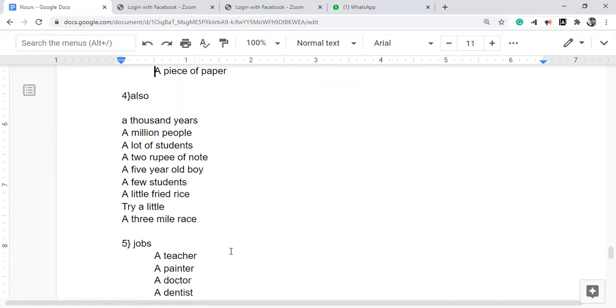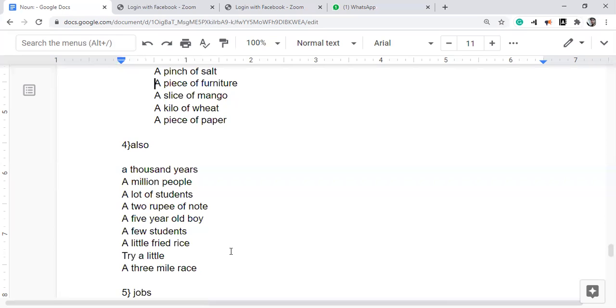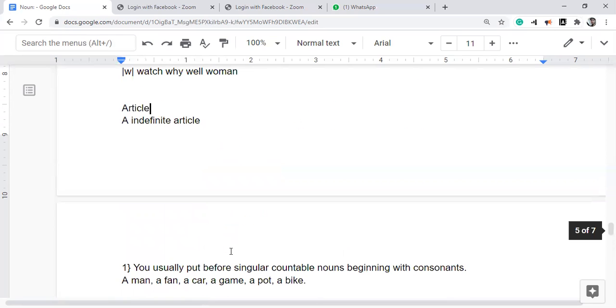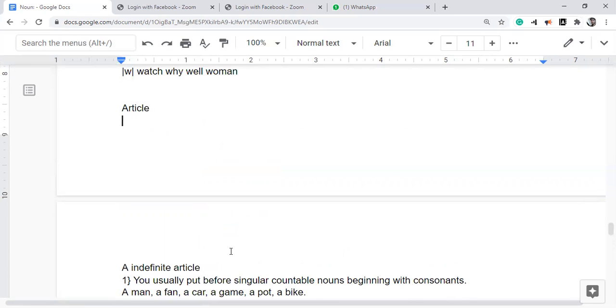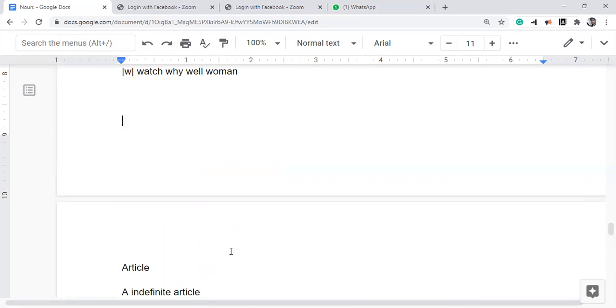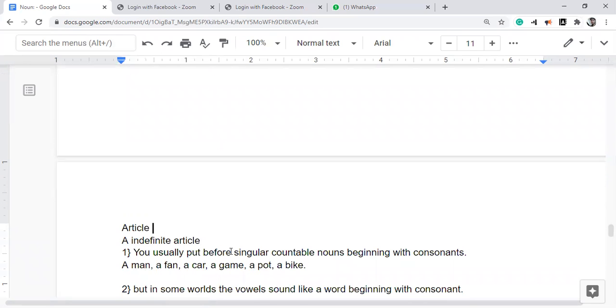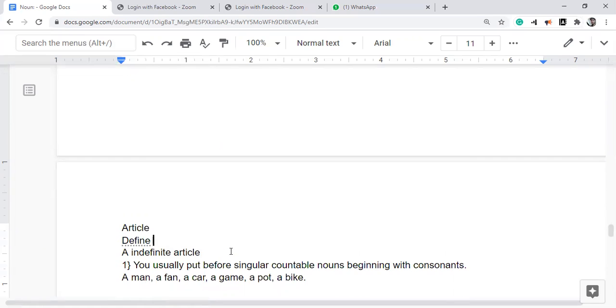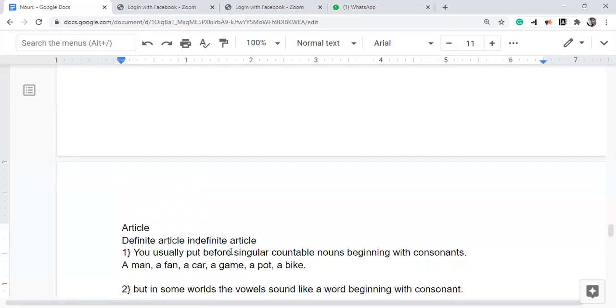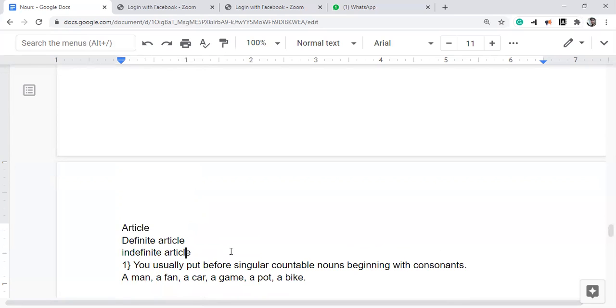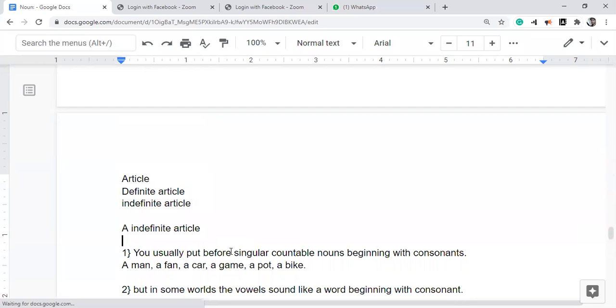Okay, so let's see what we have seen. We have seen articles. There are two types of articles, definite articles and indefinite articles. So we have seen that a is an indefinite article. Okay, so we have seen the indefinite articles.